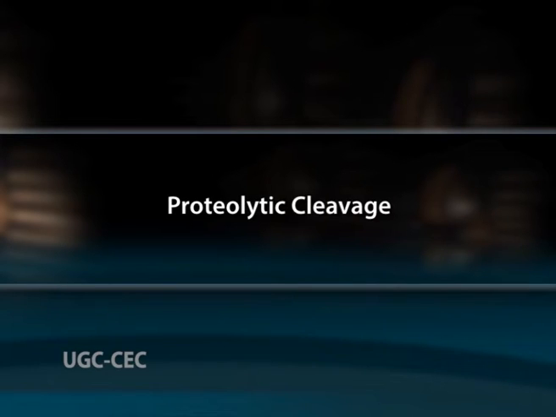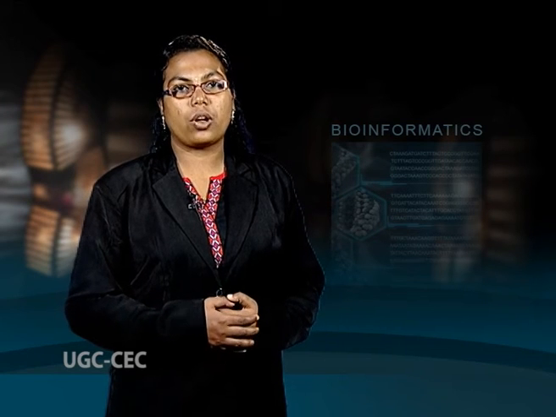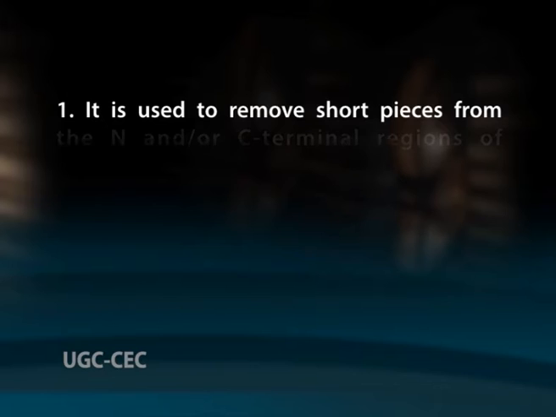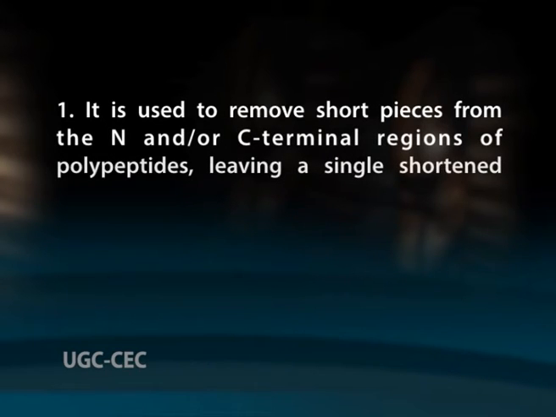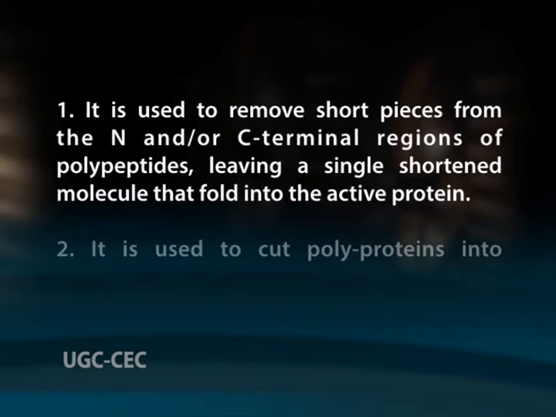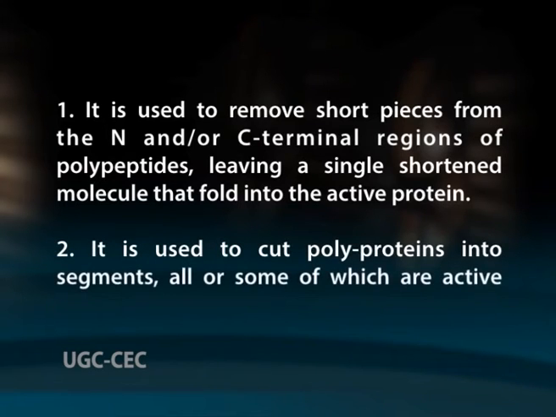Next, proteolytic cleavage. It has two functions in post-translational processing of proteins. First one, it is used to remove short pieces from the N and/or C-terminal regions of polypeptides, leaving a single shortened molecule that folds into the active protein. Second, it is used to cut polyproteins into segments, all or some of which are active proteins.